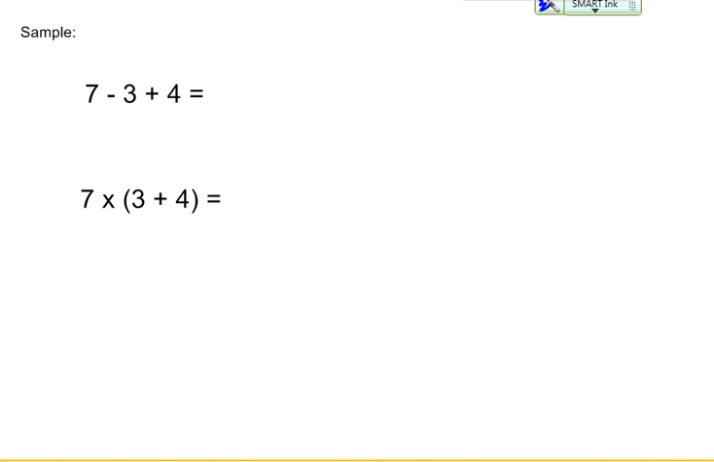Here's some samples to get you on your way as you think about order of operation. That's lesson 5.